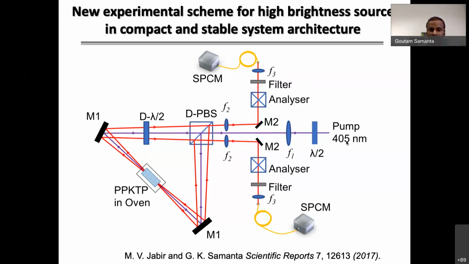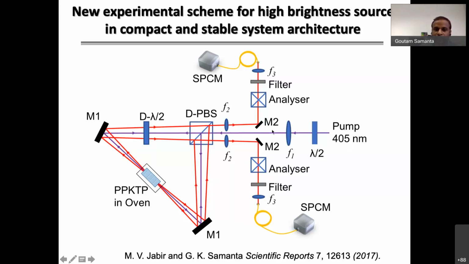So that's why this is one of the examples of those kinds of experiments where we verify that there is a certain upper limit over which, if you keep on increasing the brightness of the source, then the quantumness of the system will go away. And we have basically generated a very high brightness entangled photon source.